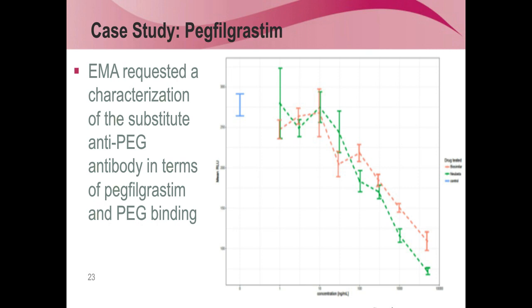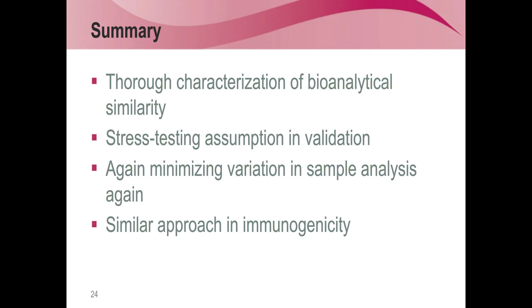So, as a brief summary of the whole presentation, I showed you how to characterize bioanalytical similarity, and we do that first in the method development, and then we stress test this assumption, and we can use the same approach in assay validation. Then we tighten up on the possible contributors to variance in the analysis, and we use that approach for the PK and also for the immunogenicity assay, and have set this up in several biosimilar projects that can give you a positive submission. So that would be for me, and I would like to thank you for your attention.